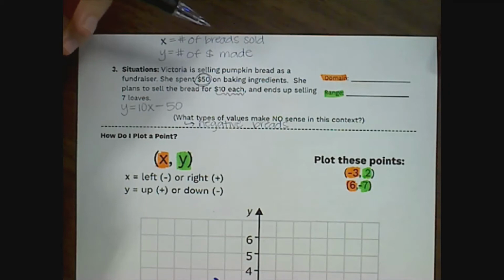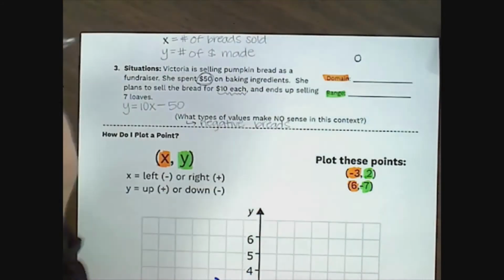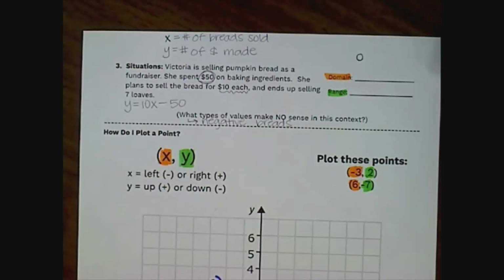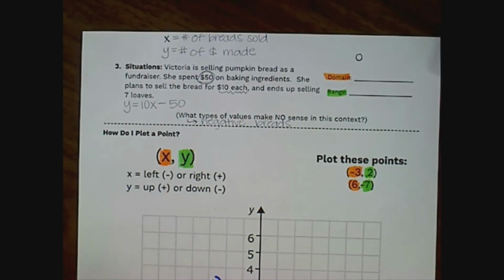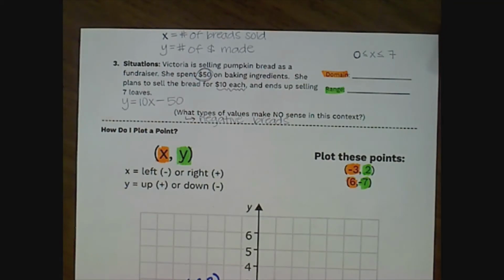So this could really suck for her. She could have 0 people buy her bread. So our domain's lowest value is going to be 0, which means she sold no bread. So we said we can't have negative breads. What else doesn't make sense in this context?